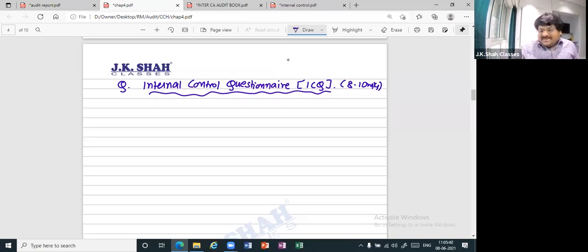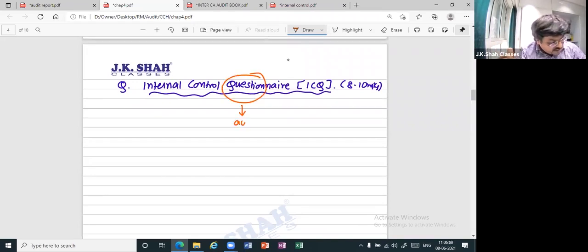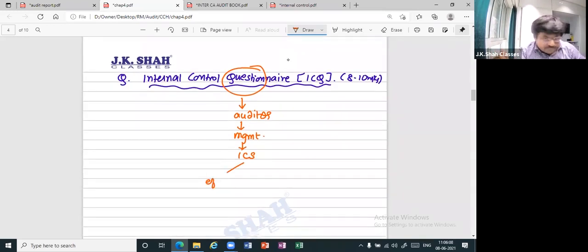Now, listen, it's very simple here. Although it is for 8 to 10 marks, and I wonder why, it is that simple. What do you mean by a questionnaire? Can I say it is a list of questions prepared by the auditor, given to the management? Questions are asked with respect to the ICS to know whether it is efficient or inefficient.